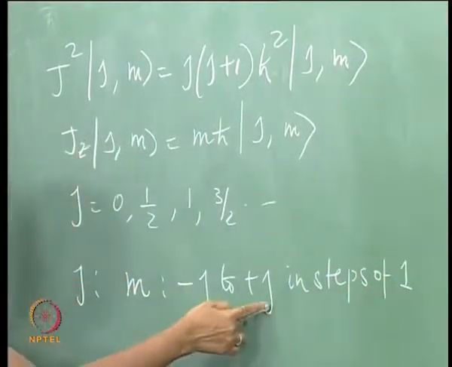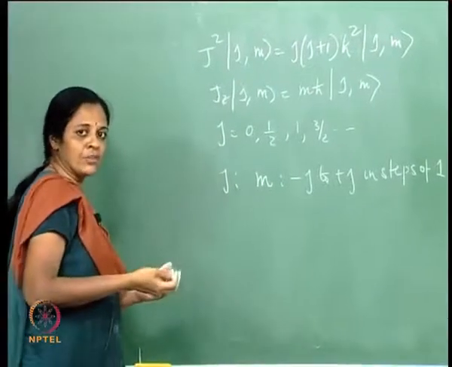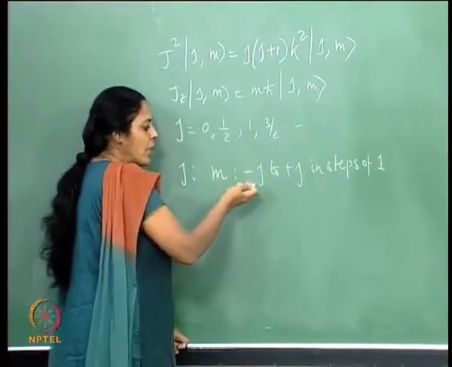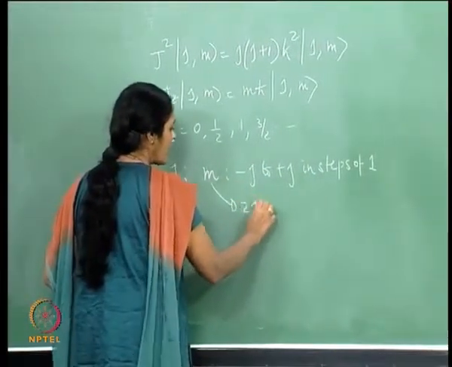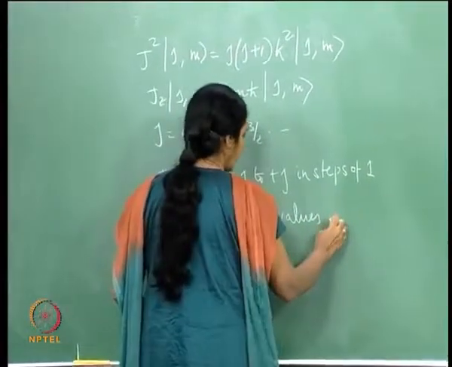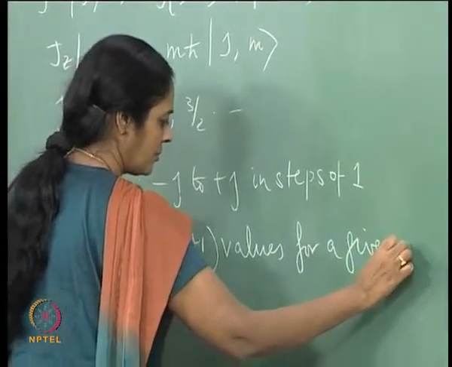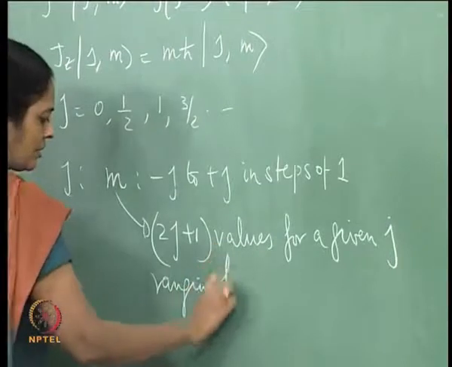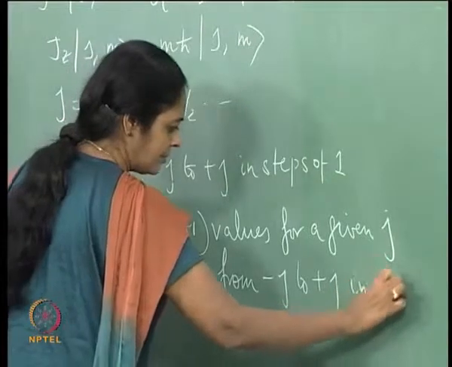You will recall that this was m plus and that was m minus, the upper and lower bounds on m, and every time j minus acted on a state, it reduced the value of m by 1. If j plus acted on the state, it increased the value by 1, and therefore m takes 2j plus 1 values over the range minus j to plus j for a given j, ranging from minus j to plus j in steps of 1.